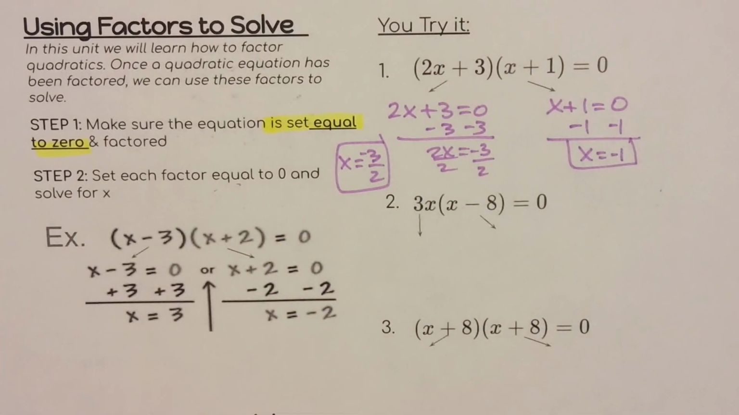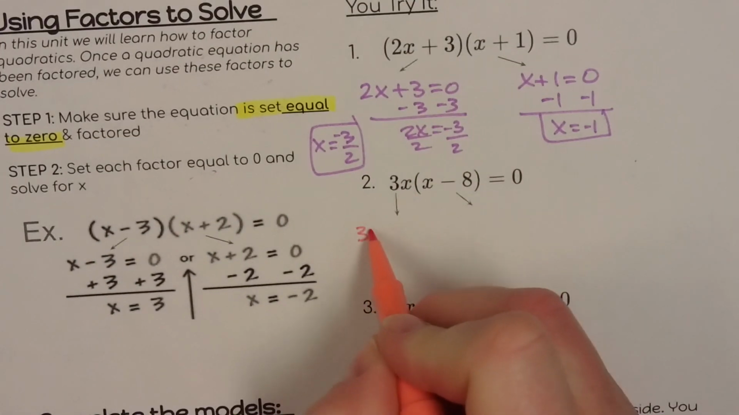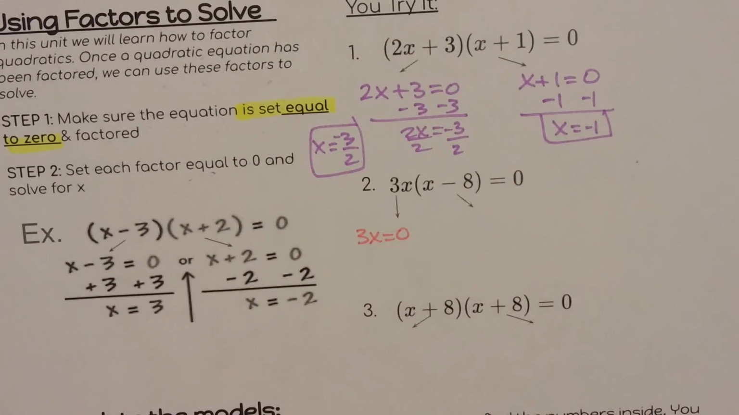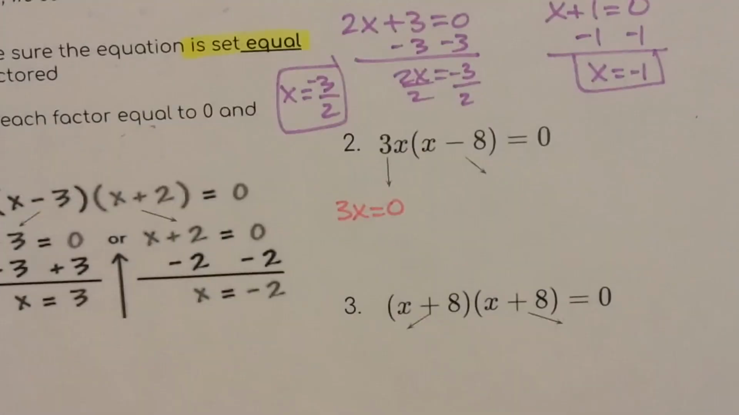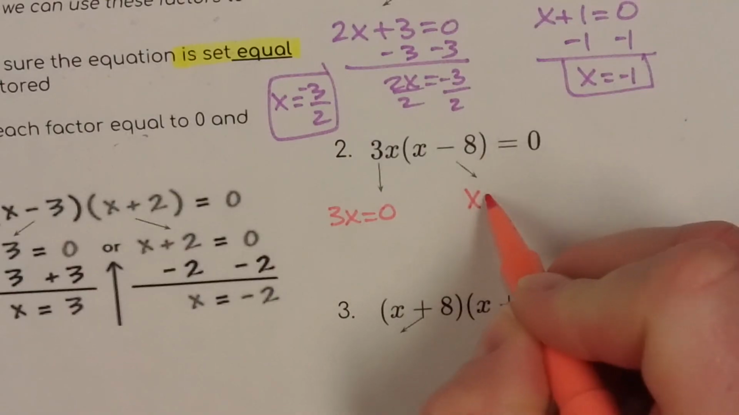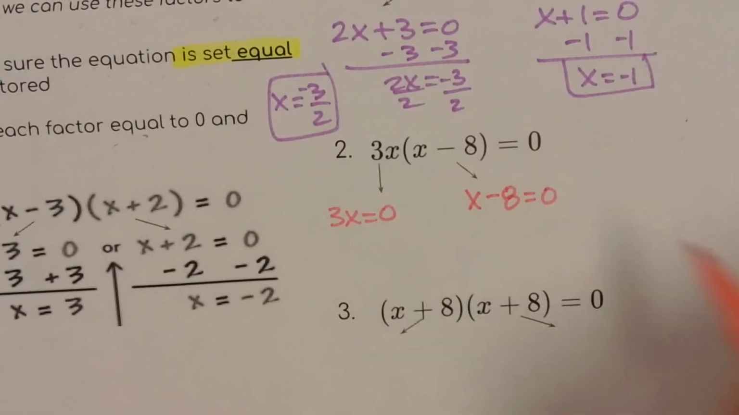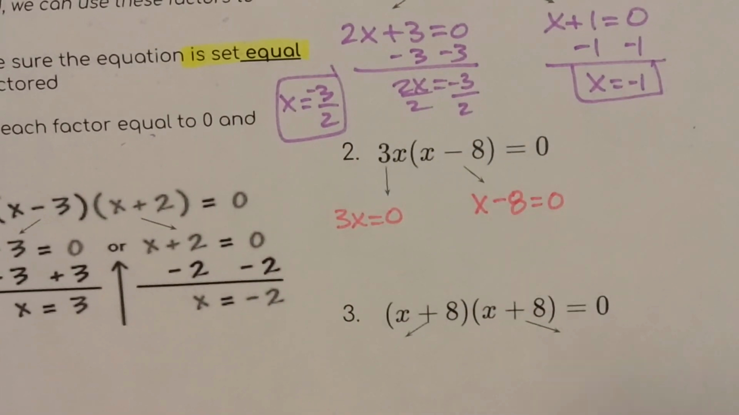Alright, that one wasn't bad. Number 2 looks a little different. It only has 3x on the outside of that parentheses, and then x minus 8. This 3x is going to come down and set equal to 0. Okay, let me zoom in some. And this x minus 8 gets set equal to 0. Both of them get set equal to 0, and then we solve.